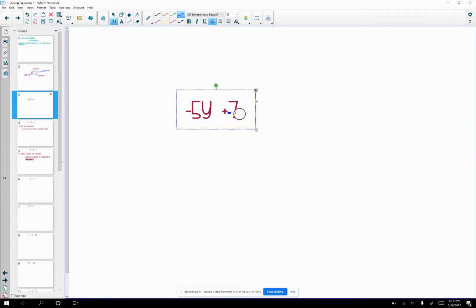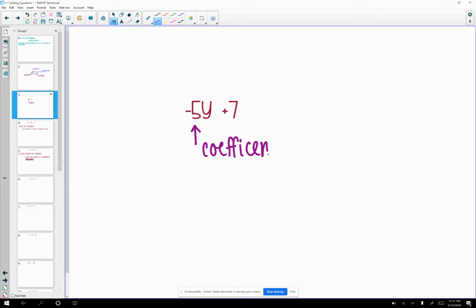So I'm going to ask you to identify the parts of this expression, negative 5y plus 7. Negative 5 would have been your coefficient, since it's in front of your y, which is your variable. And remember, the number that sits by itself is a constant.